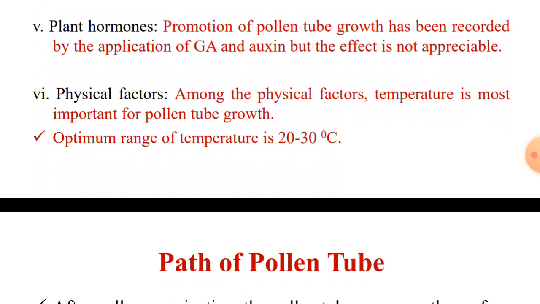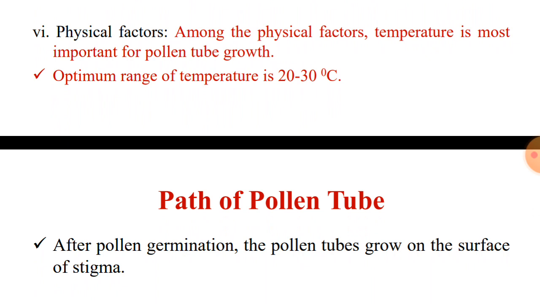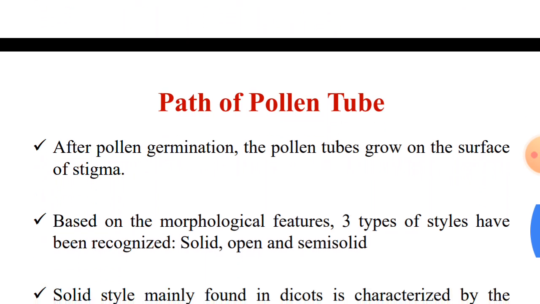The fifth factor is plant hormones. Promotion of pollen tube growth has been recorded by the application of gibberellic acid and auxin, but the effect is not appreciable. That is, GA and auxin do not affect pollen tube growth very much. The sixth factor is physical factors. Among the physical factors, temperature is most important for pollen tube growth. The optimum range of temperature is 20 to 30 degrees centigrade.